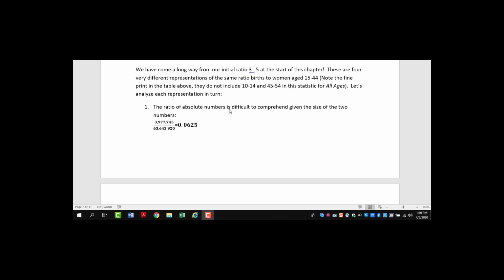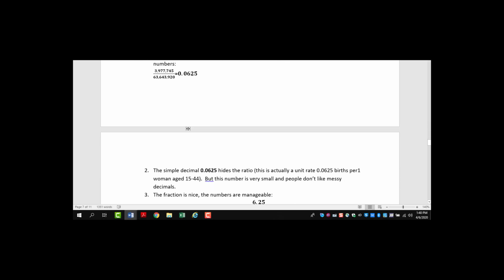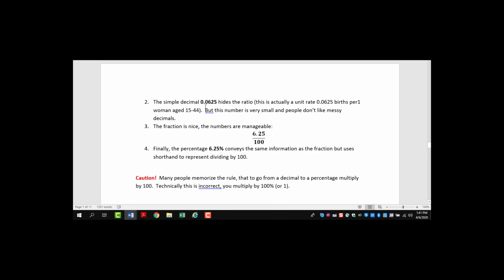The ratio of absolute numbers is difficult to comprehend given the size of the two numbers. So to know what this number is, 3 or 4 million over 63 million, it's difficult to understand. But when we divide it, we turn it into that decimal. It's just dividing two numbers. But the simple decimal 0.0625 hides the ratio. It's actually two numbers. When you divide a ratio, you still get two numbers, but the bottom number is 1. This is actually a unit rate, which is per 1, woman age 15 to 44.